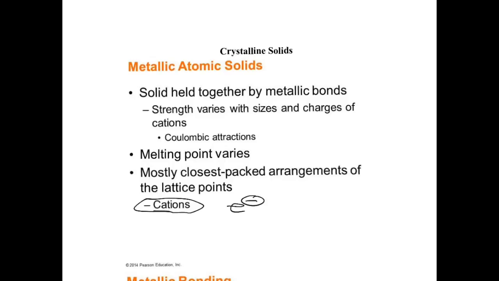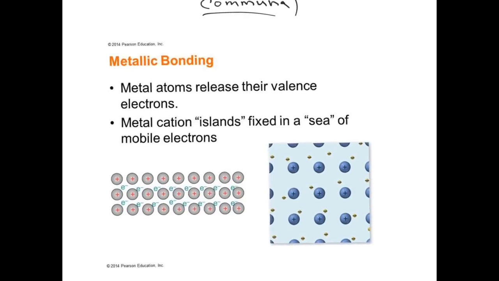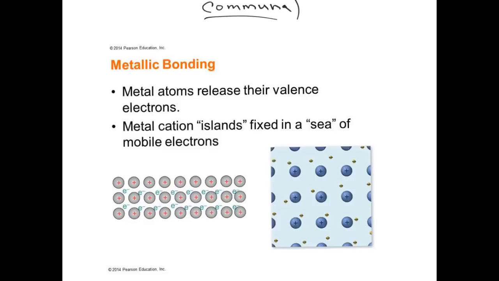Since the electrons are loosely held by all the different nuclei, they remind me of a communal group of electrons being shared by all, a kind of communistic or socialistic solid that way. This is demonstrating that. They have these mobile electrons that are being shared throughout. This is the idea I just mentioned.